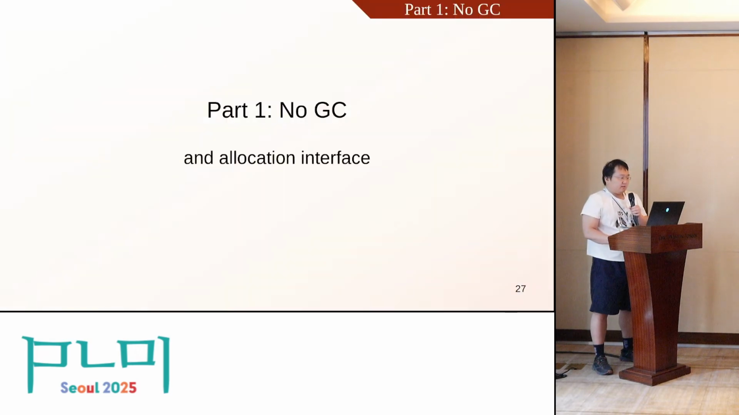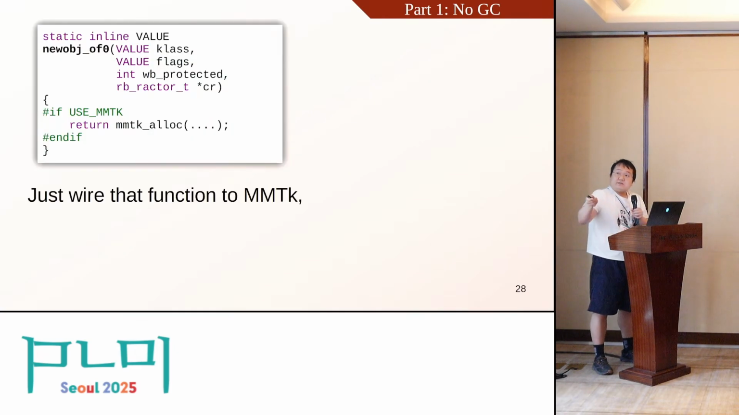So let's start with part 1, no GC and the allocation interface. Do you see the function over there?